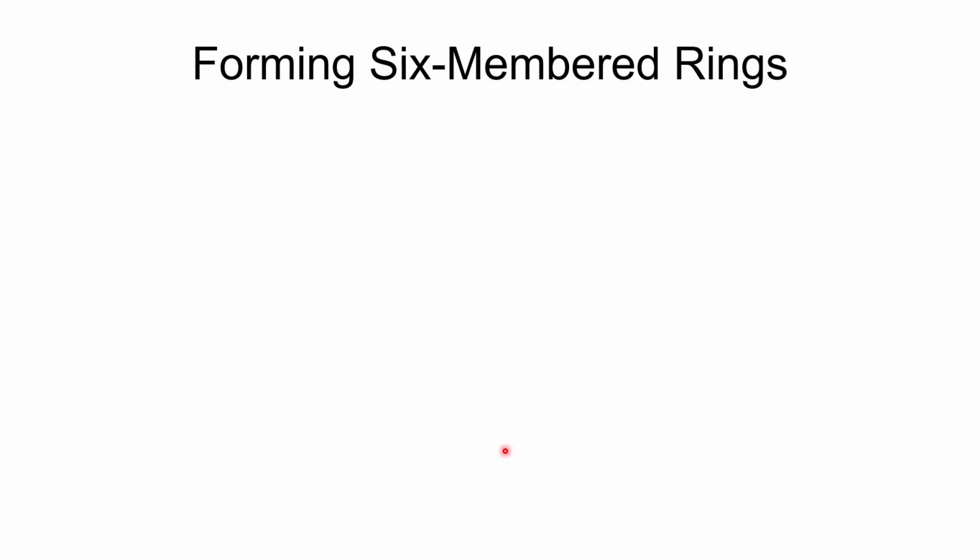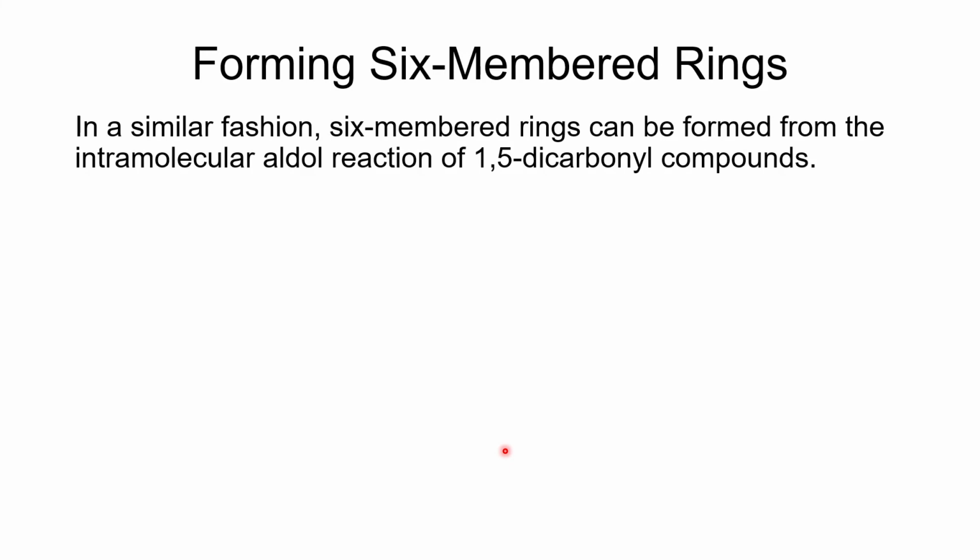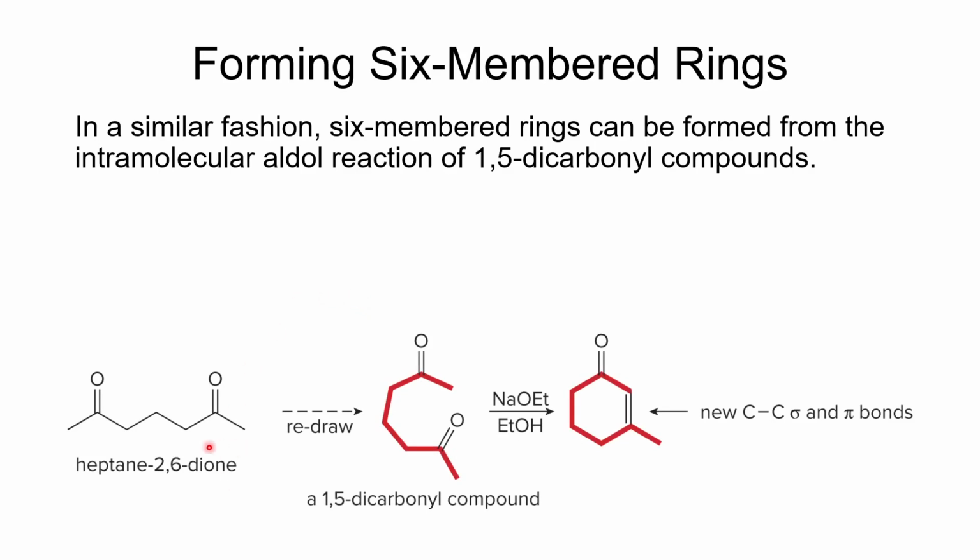So what about a 6-membered ring? Well, for a 6-membered ring, instead of a 1,4-dicarbonyl compound, we need a 1,5-dicarbonyl compound. And so here we've got heptane-2,6-dione. So there's 7 carbons total. And again, it's going to be a very similar mechanism where we deprotonate. That carbon will react with this carbonyl, and we will get that elimination or condensation product.